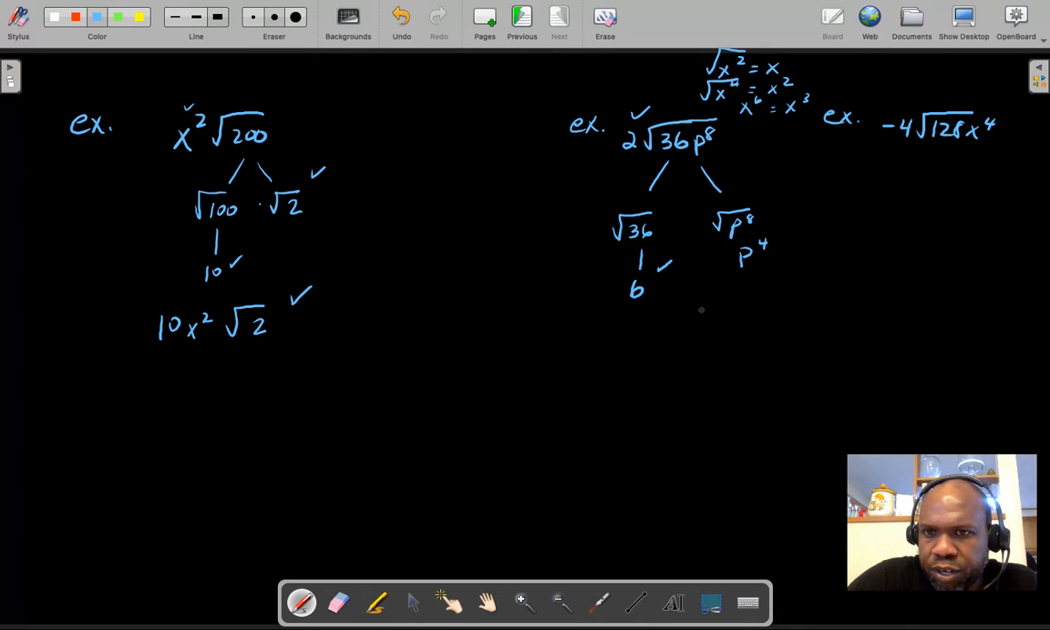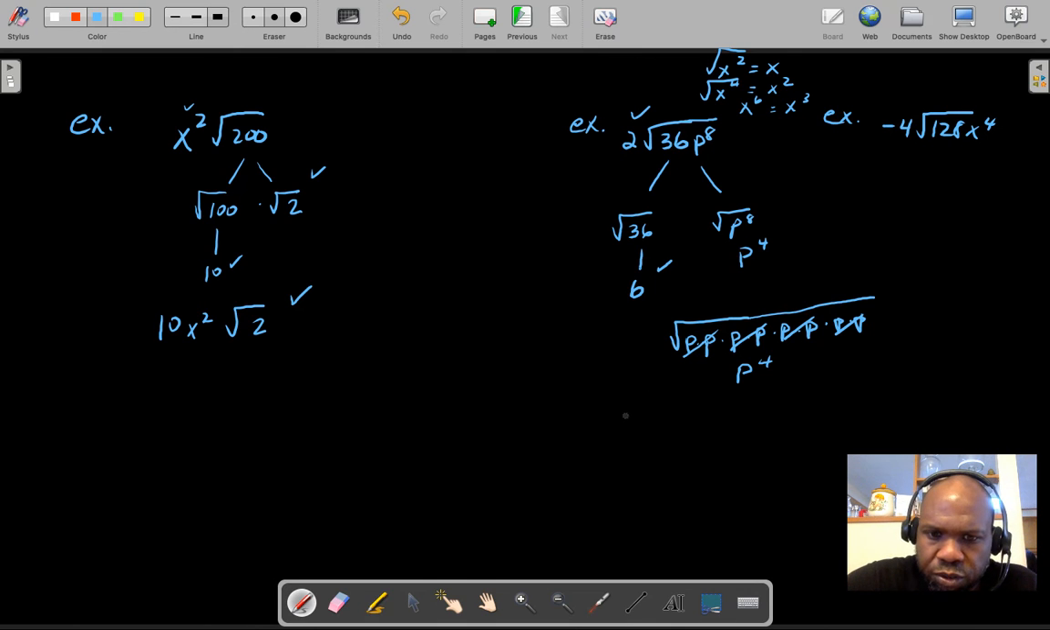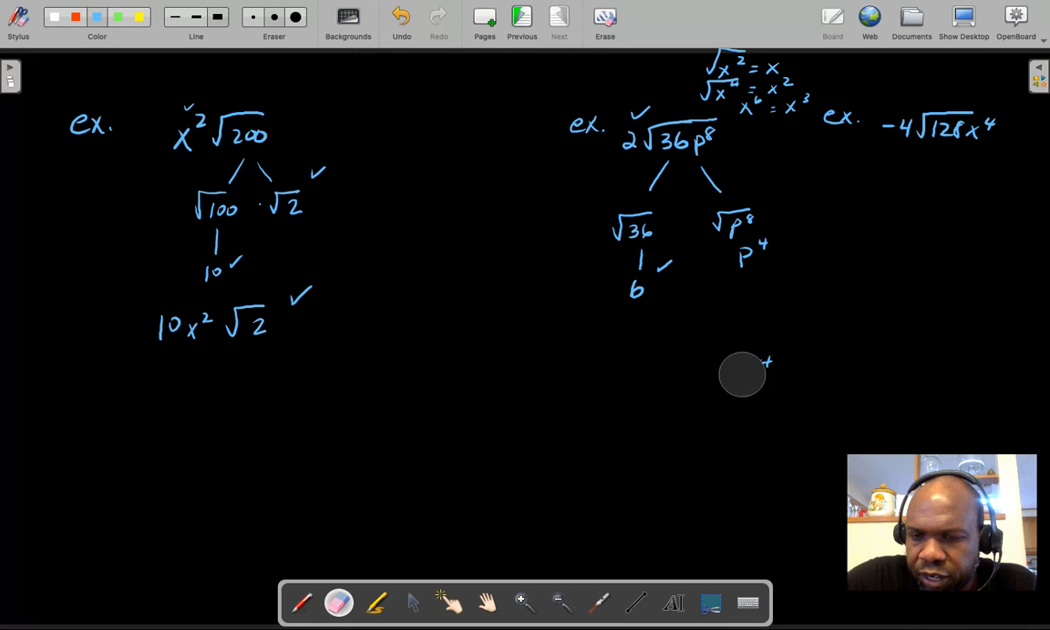Because if you think about it, all we have to do is write out how many p's: 1, 2, 3, 4, 5, 6, 7, 8. We have 8 p's here. Now, if we break them out into pairs, 1, 2, 3, 4, we'd have 4 of them. So that's what we pull out. We have 4 pairs, and so that's how it works, if you want to think about it that way.